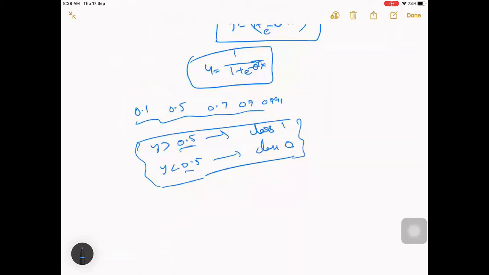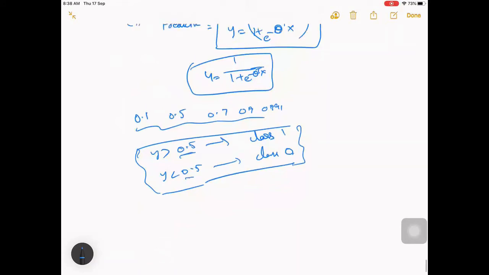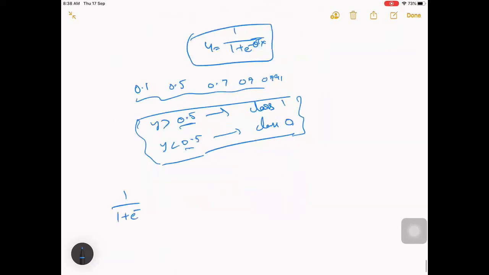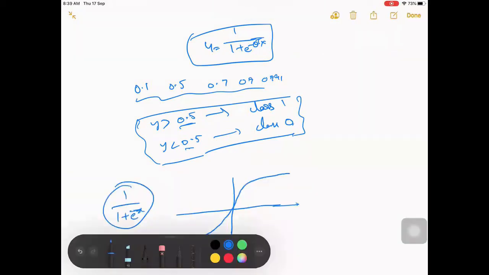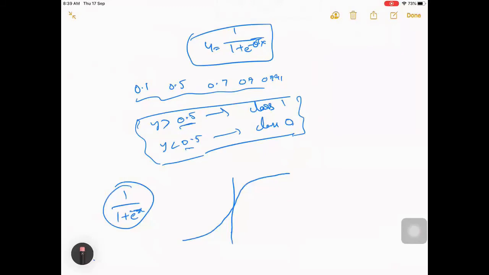Is 0.5 fine, or should we put something else as well? So let's also see what this graph looks like. This is also important. What actually is this 1 by 1 plus e power minus x doing? What this graph would be is something like this. Your values would be something like this. There is no negative value, right? So this line won't be here.